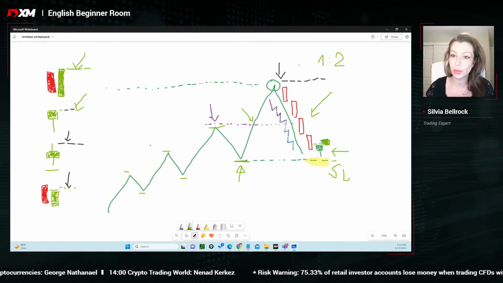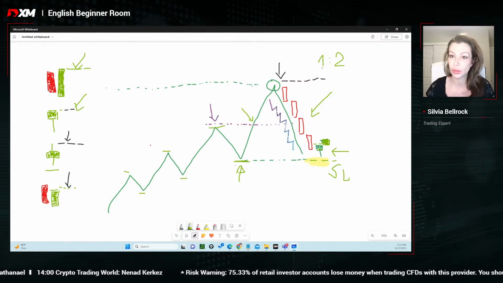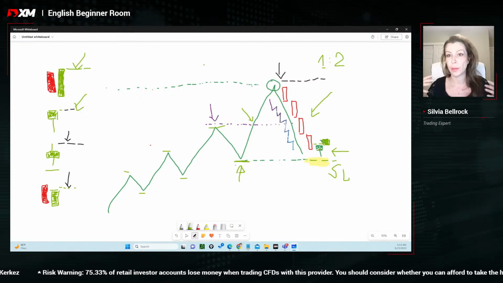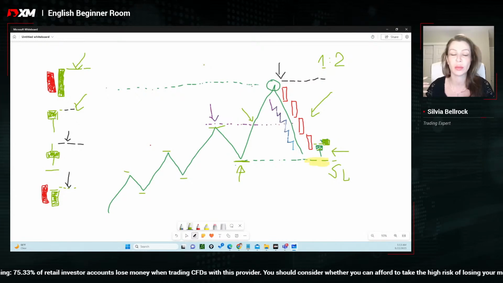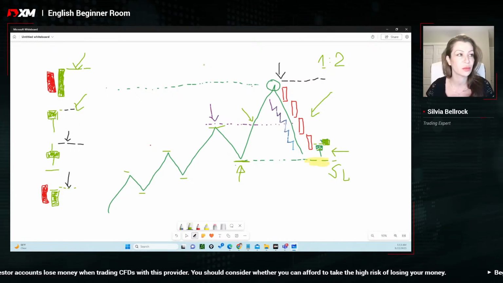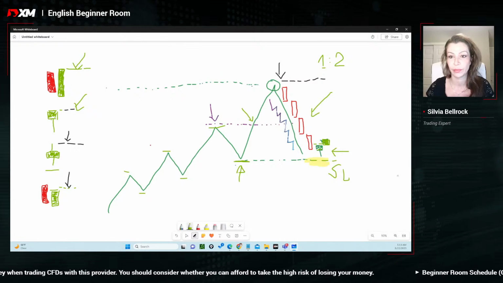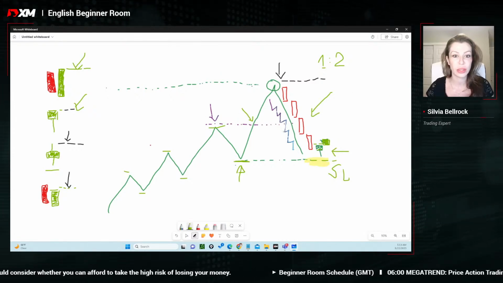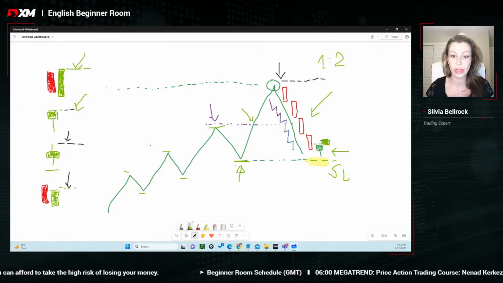That's why it's extremely important to look for at least 1 to 2 risk versus reward, because over 100, 200 trades, you're going to be on the winning side. So very, very important. Now, if you guys have any questions regarding this, feel free, of course, to let me know at any time.